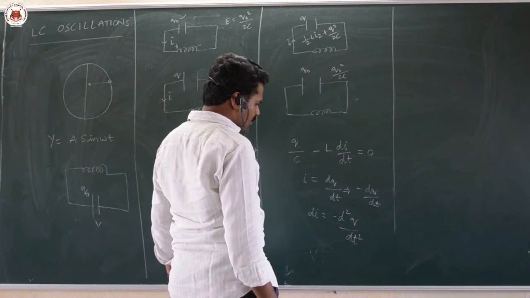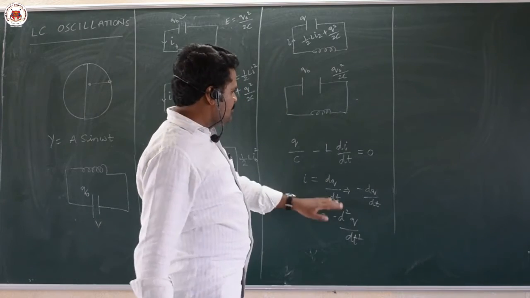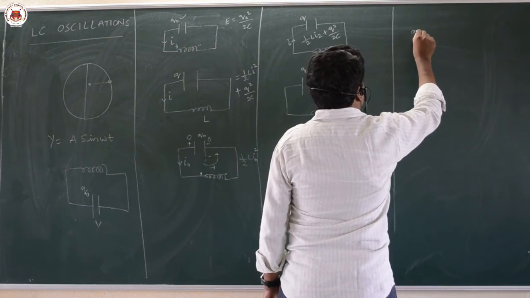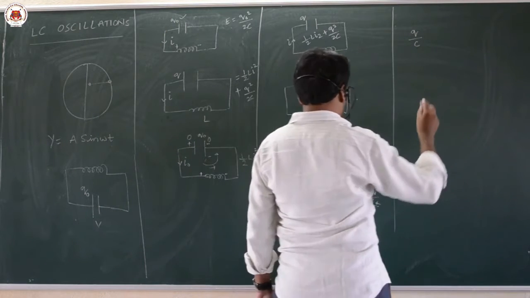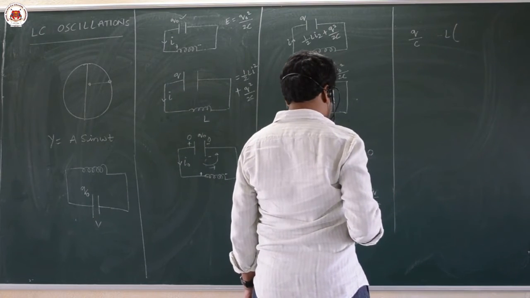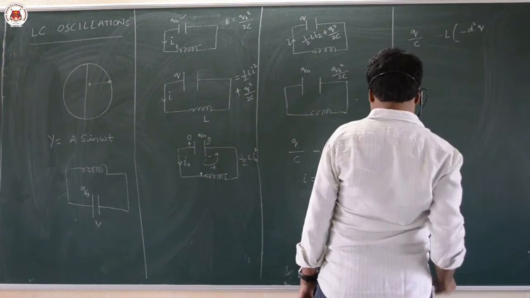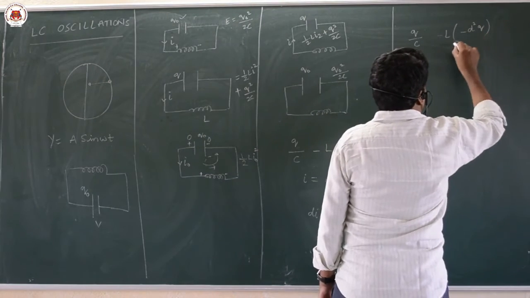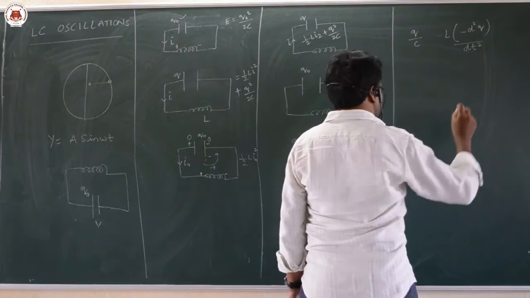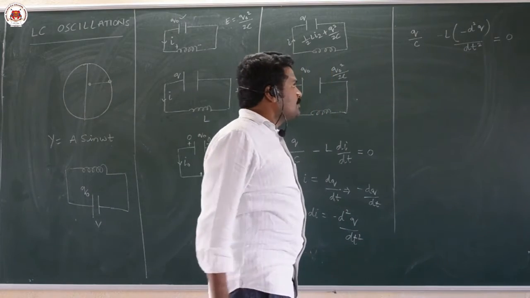Okay. You have to double differentiate this. This you can substitute here. So you can substitute q by C minus L into minus d square q by dt square is equal to 0. You will get this is equal to 0.